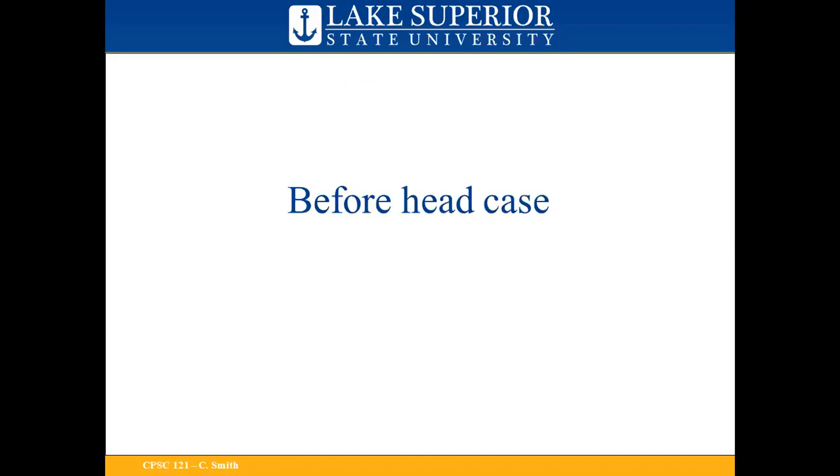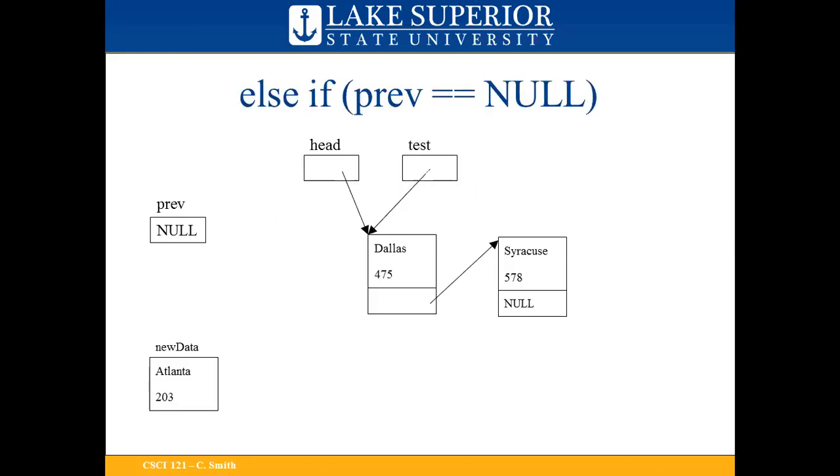And before the head, that's the second case that we're handling after the while loop. And that's in an else. So else if previous equals null. Okay, so our new data that's coming in is Atlanta at 203 feet above sea level. That while loop stopped because test arrow data, that is Dallas, was not less than the new data, which is Atlanta. So we're inserting in front of the head.